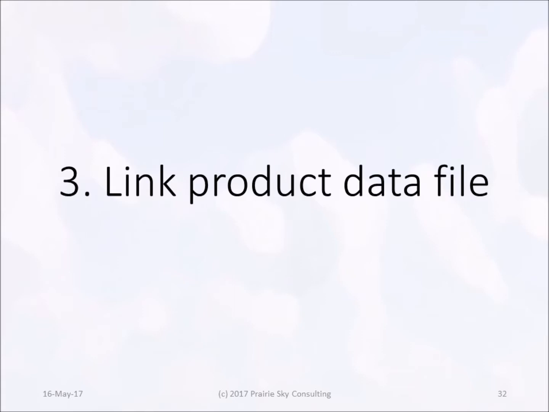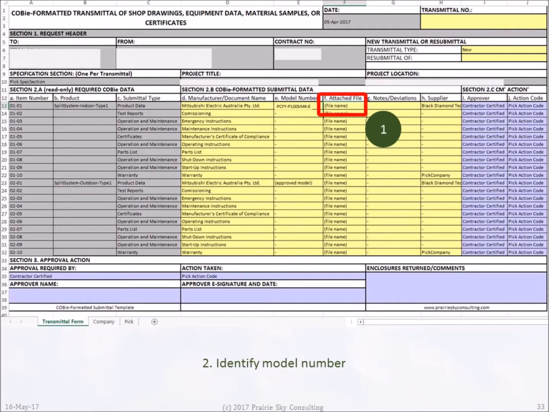To complete the product data information required by the COBie formatted transmittal form, we only need to list the file name that contains the product information. So on our COBie form, you can see that the name of the file goes just to the right of where we pasted in the model number.